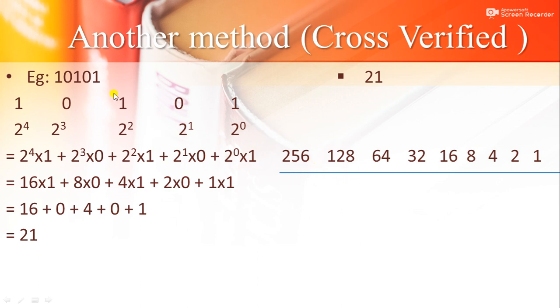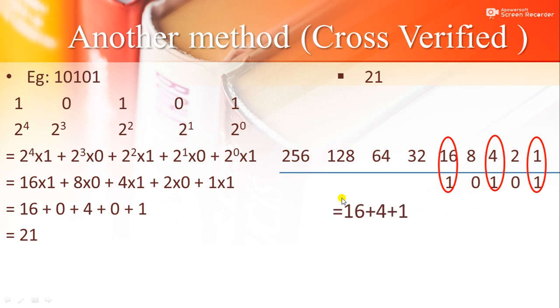So let's see. Drop this number 10101 below this line, in the place of these numbers. Over here 16, 4 and 1 are denoted by the 1. So add these numbers, 16 plus 4 plus 1, that is 21. So our answer is correct.